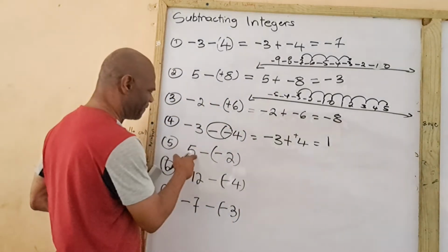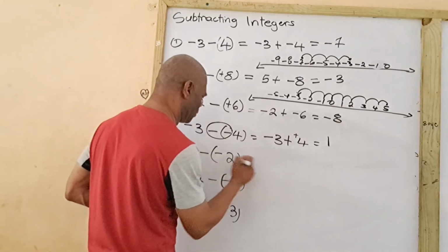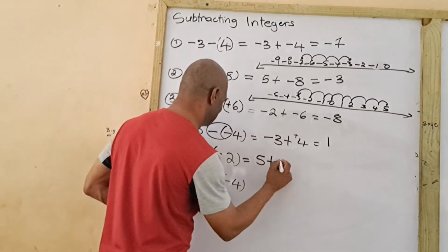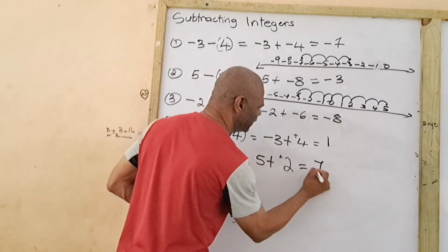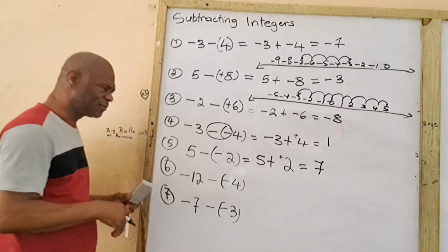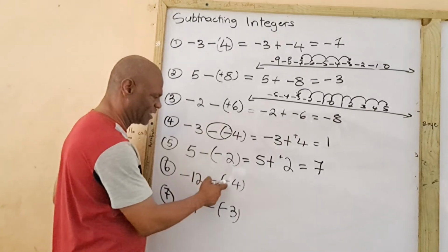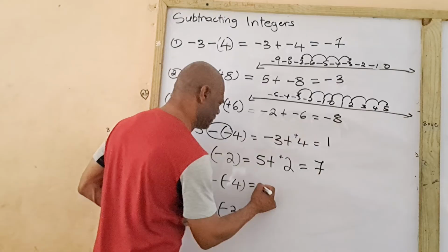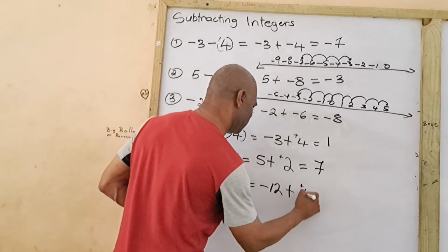So we have a positive 5 minus negative 2. Again, we add the opposite. So 5 plus a positive 2. 5 plus 2 is equal to 7. Alright? So without drawing the number line, you can work them out. Alright? So we have negative 12 minus negative 4. That would give us negative 12 plus positive 4.